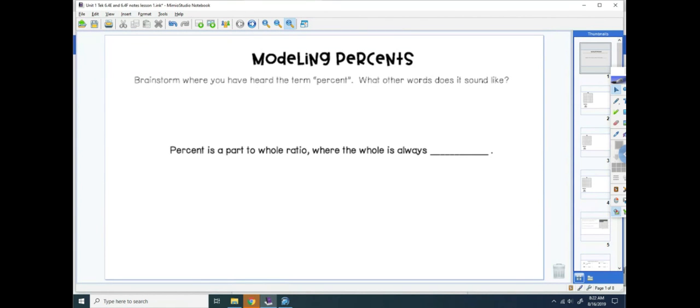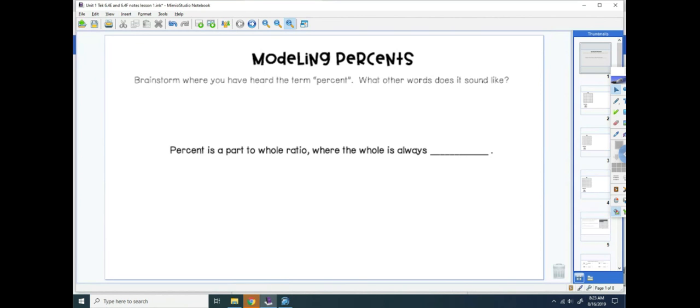Hey, so this is going to be your first lesson for 6th grade advanced, and it's called modeling percents, which you did a little bit of in 5th grade. The first thing we're going to do is brainstorm: what do you hear when you hear the term percent? Like, what does it sound like? We're going to have a class discussion on that.